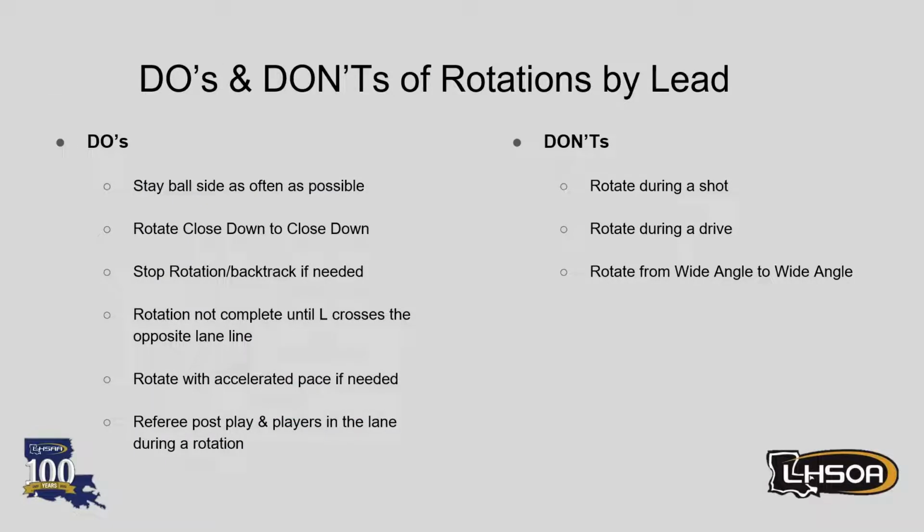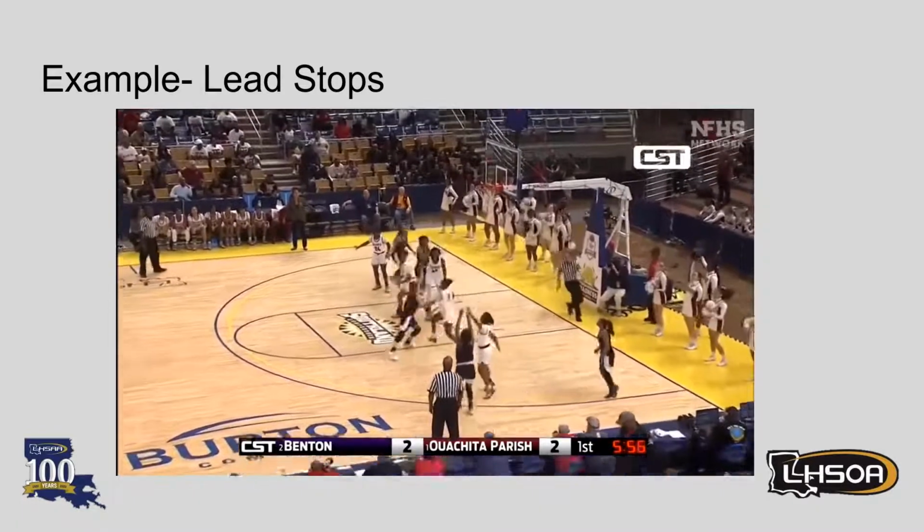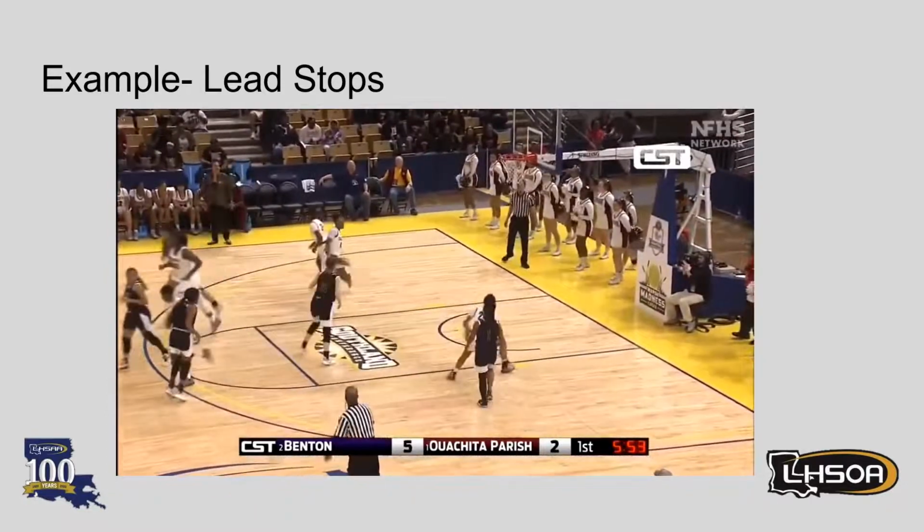Okay, that makes sense. But when exactly do we want to stop a rotation or backtrack, and what constitutes when the rotation is complete? Rotation is not complete until the lead gets to the opposite lane line. Here's a great example of that. Lead is going to go almost to the opposite lane line while the ball's being shot. He recognizes the shot, he stops, and he backs out. Rotation is not complete until you get to the opposite lane line.